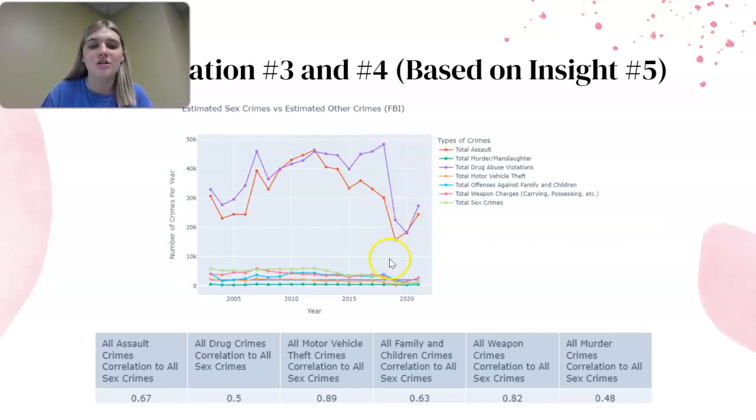So the top one just shows, as you can see, the neon green line shows the estimated sex crimes, and then the other lines are just different types of crimes. And the correlation rates can be found in the fourth insight, which is here at the bottom. And as you can see, all motor vehicle theft crimes has the highest correlation rate to sex crimes, which I found extremely interesting. I would not have guessed that at all.